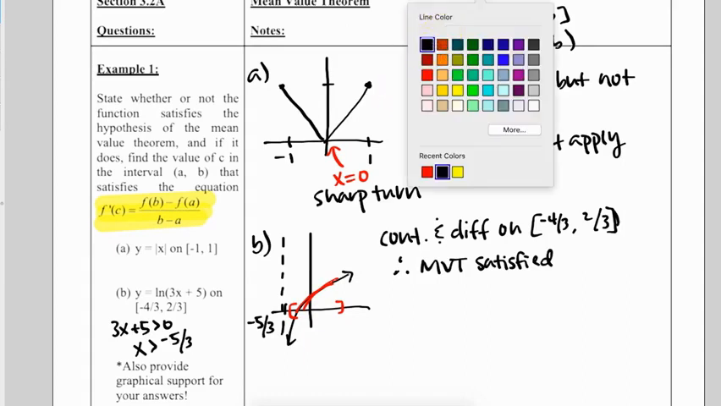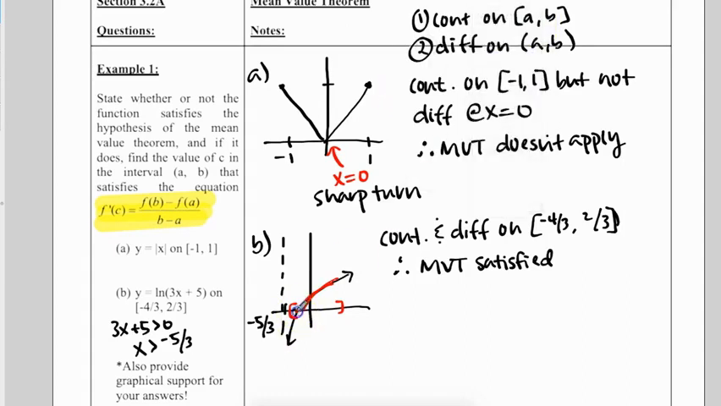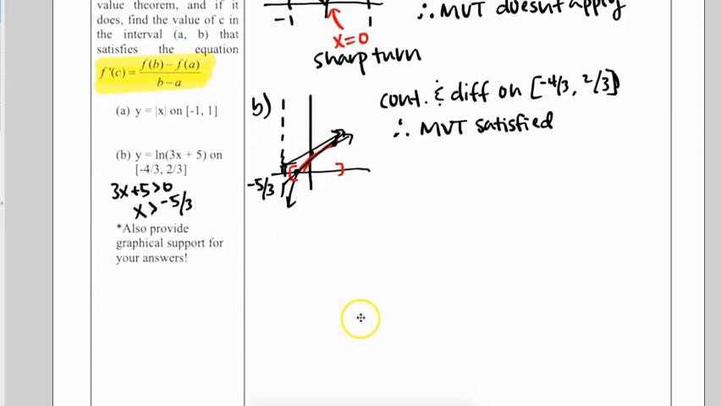Let's see. My marker needs to be skinny. Okay, so if I were to connect these two points, here's my secant line. I'm trying to figure out where on this interval I'm going to have a tangent line that has the same slope. So we need to calculate our average slope and we need to calculate our instantaneous slope. So let's come down below.